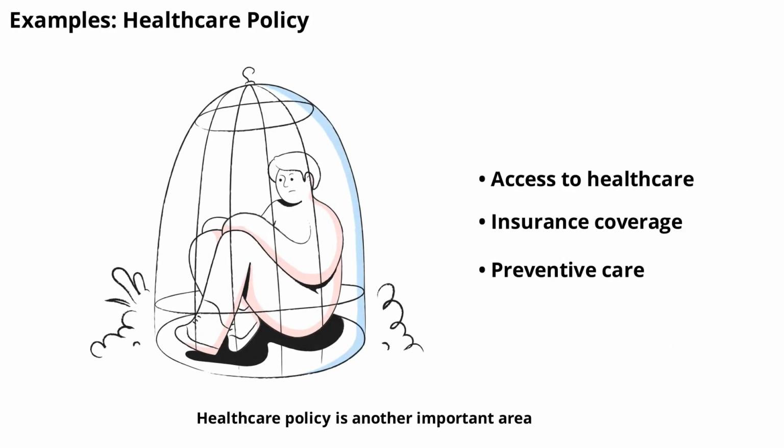Healthcare policy is another important area. Governments decide how healthcare is delivered, who has access to services, and how much it costs. Policies might focus on expanding insurance coverage, improving hospital quality, or promoting preventive care. For example, a government could introduce a policy to provide free vaccinations or regulate the price of prescription drugs. These choices directly affect people's health and well-being.